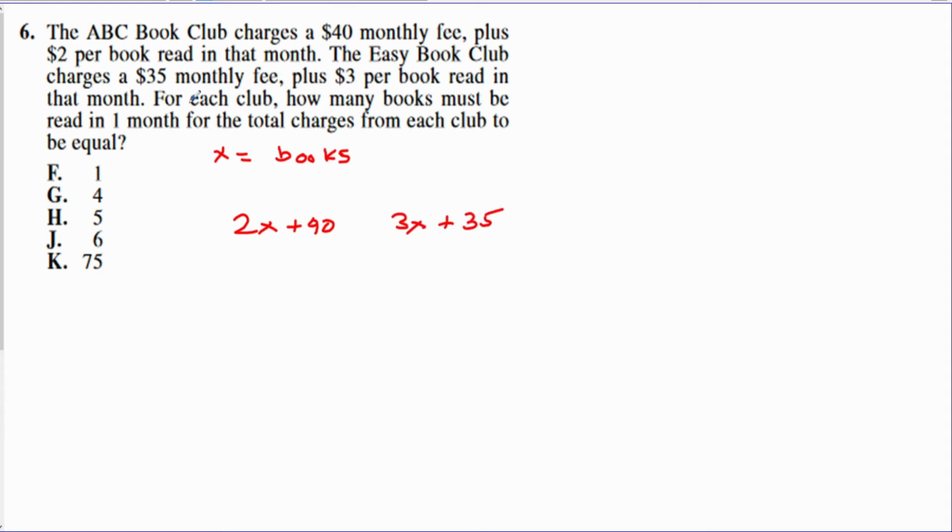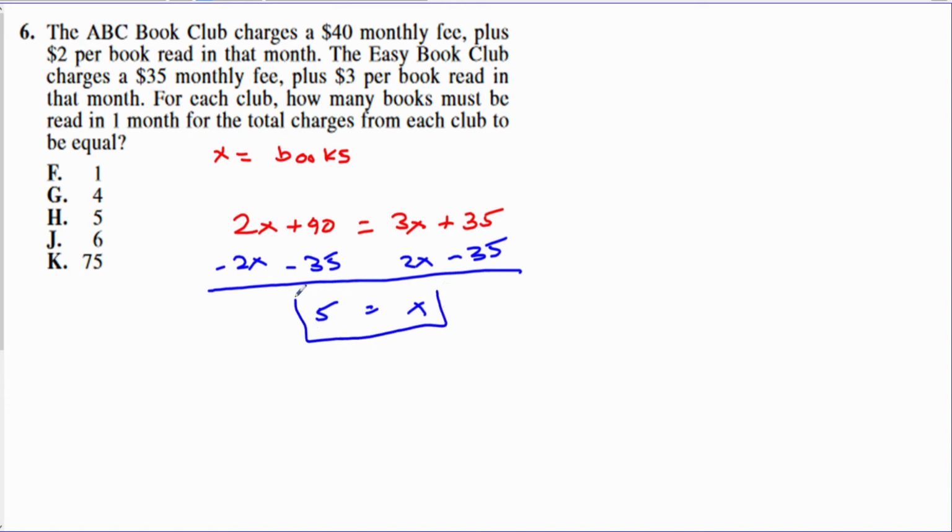Okay, and what they want to happen is if this is ABC and this is Easy Book Club, we want the charges to be equal to each other. So I would like these expressions to be equal. Okay, so what I'm going to do to solve this is to subtract the 2x to the right. That's going to be now an x. Okay, and then I'm going to do this on the same step just to save me an extra step of work. I'm going to subtract this 35 back over here, right? And that looks like it's going to be a 5, right? So X represents the number of books. It looks like when we have 5 books, choice letter H, that means that the charges are the same, okay?